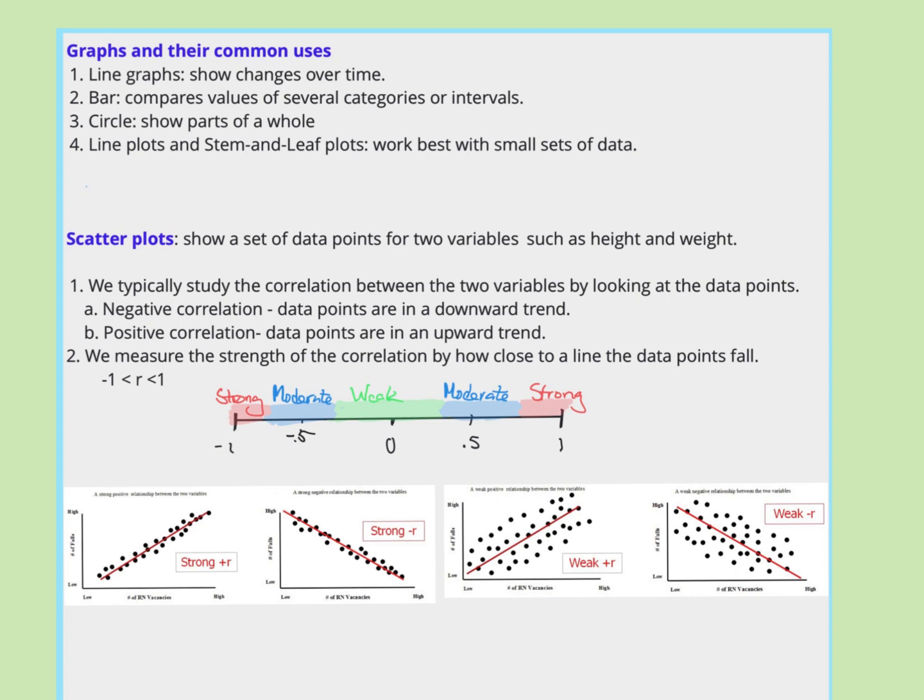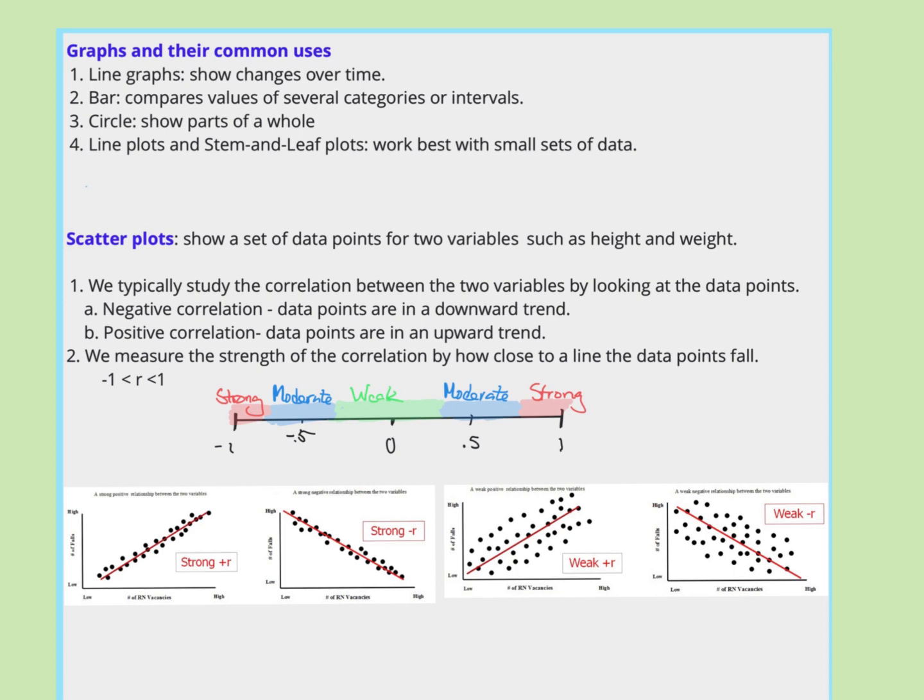So we have some scatter plots here that are showing us two different variables that we're looking at. Sometimes we look at things like height and weight. It could be things like pay and satisfaction.